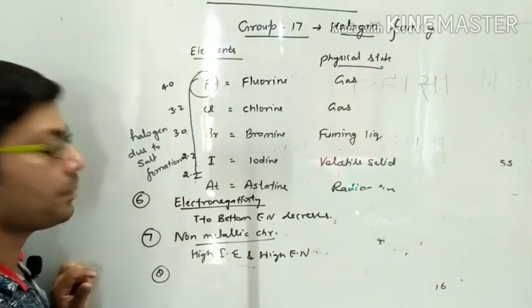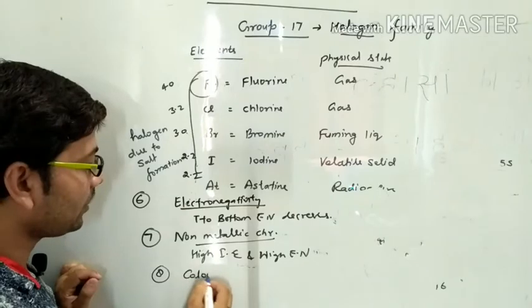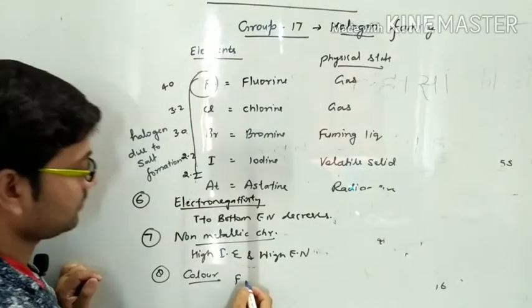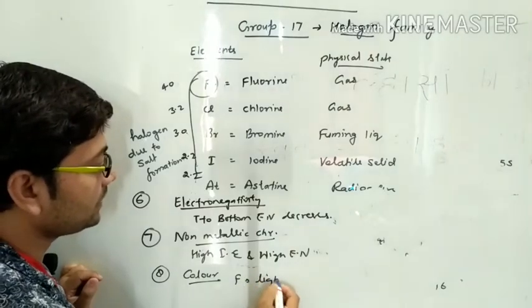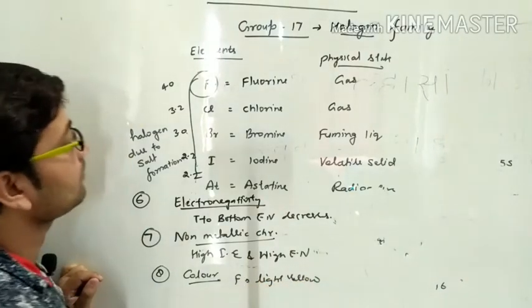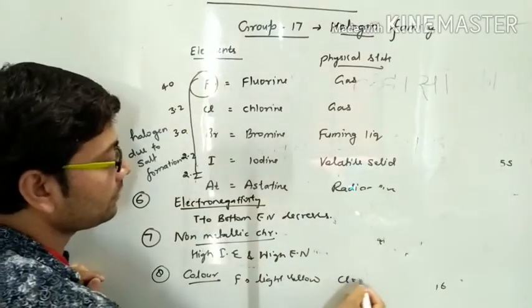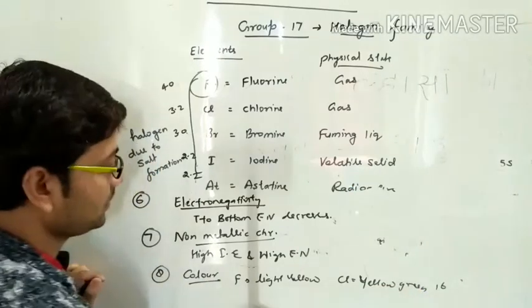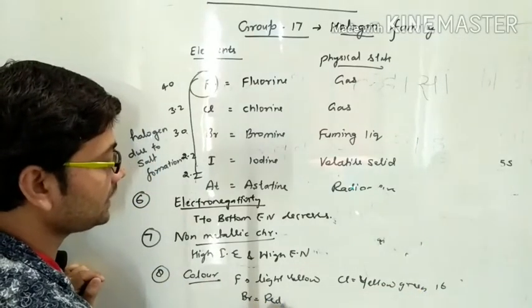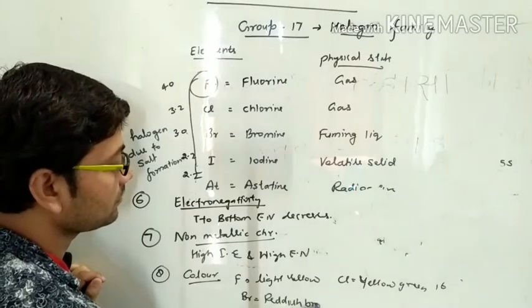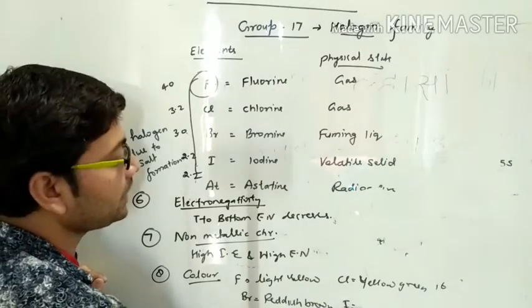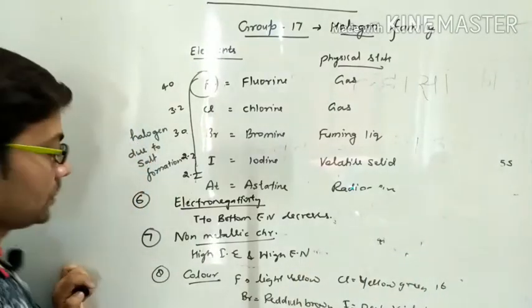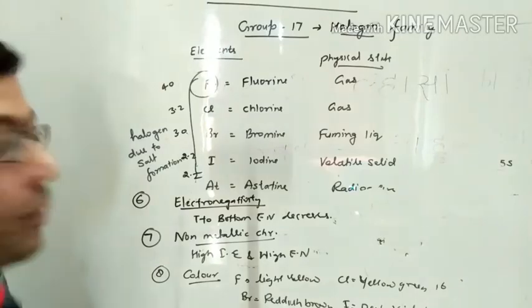Now the eighth property is the color of these elements. Fluorine has light yellow color. Chlorine has yellow green color. Bromine has reddish brown, and iodine has deep violet. So these are the 8 physical properties.